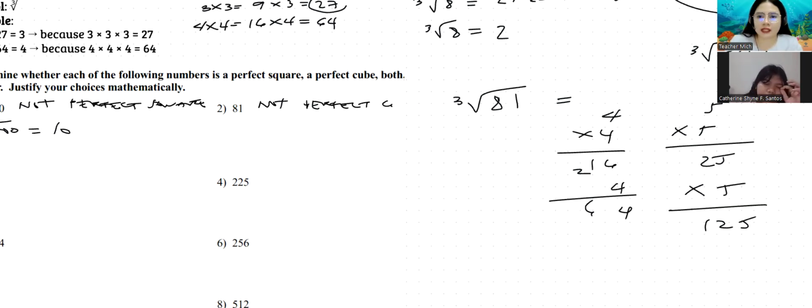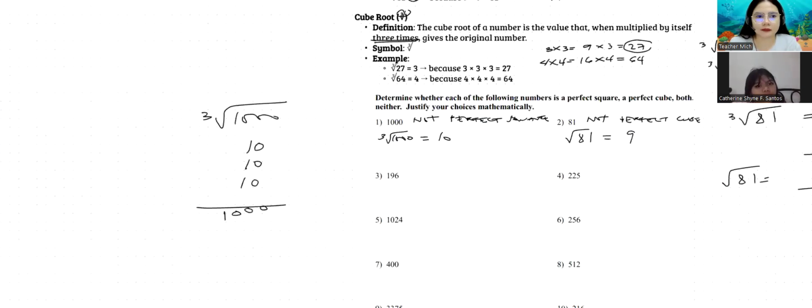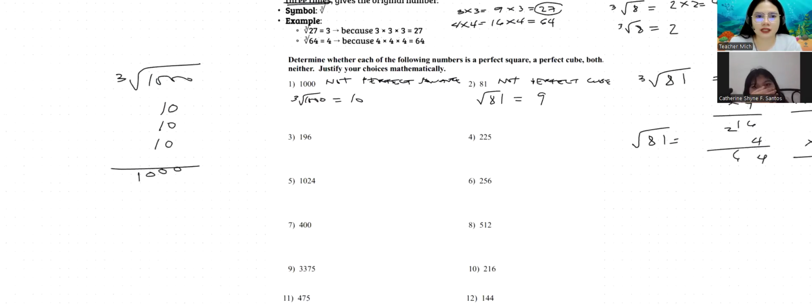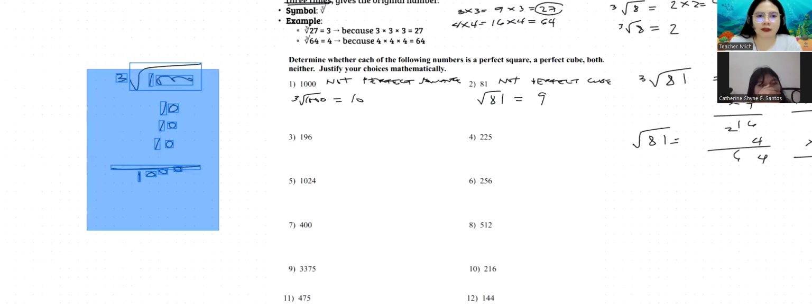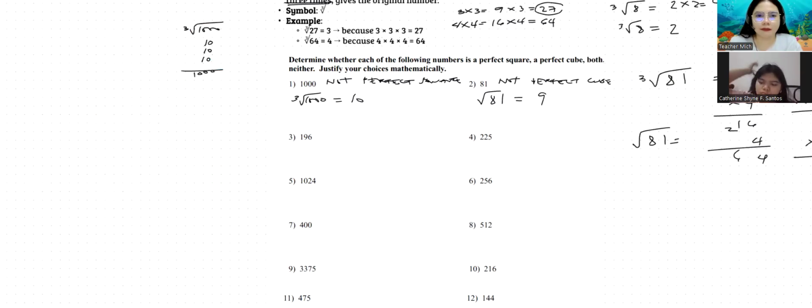Now, let's try it as the square root of 81. Kate, what is one number that when you multiply twice by itself, the result is equal to 81? 9. Okay, very good. So, this is not a perfect cube, but a perfect square. You try number 3, anak. Number 3 is 196. You try it muna by the perfect square. You can do the approximation.